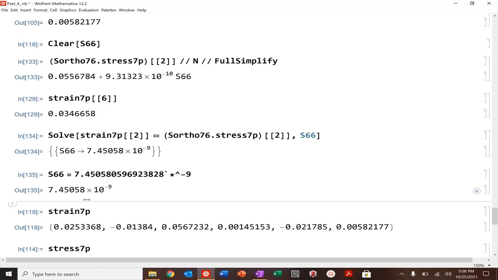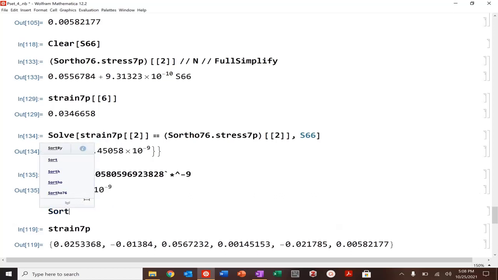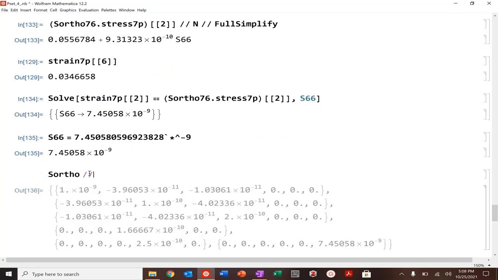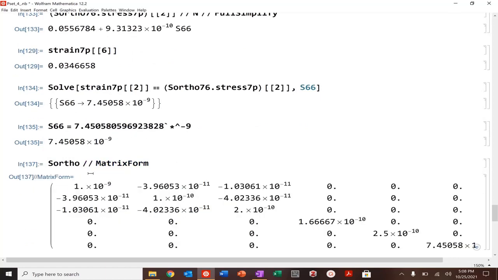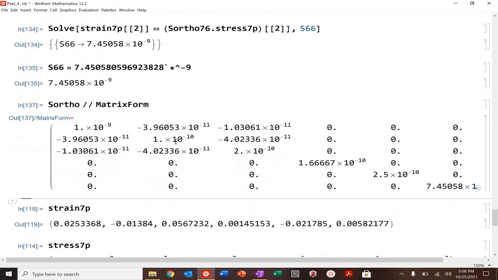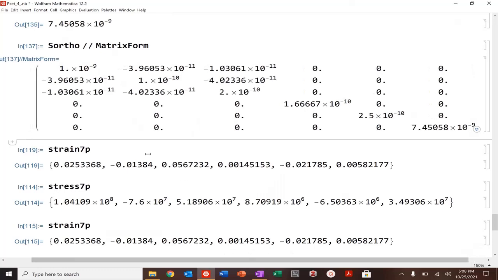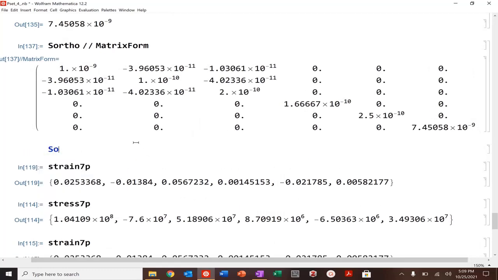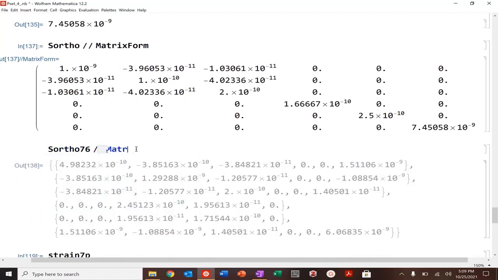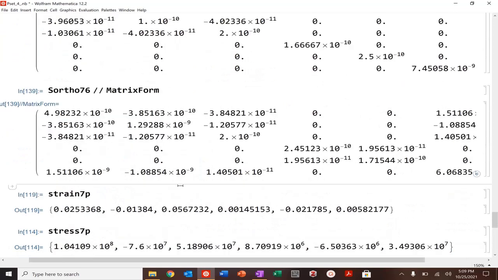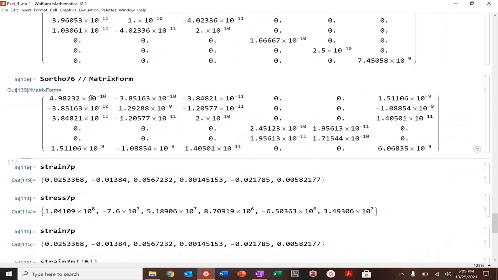So now let's look at S ortho. So let's see, symmetric here, symmetric there. Excellent. Now let's go ahead and look it up here. All right, then let's look at S ortho 7, 6. Let's look at it. So now we've got, let's zoom out a little bit. Sorry about that, but it's good to look at the solutions.